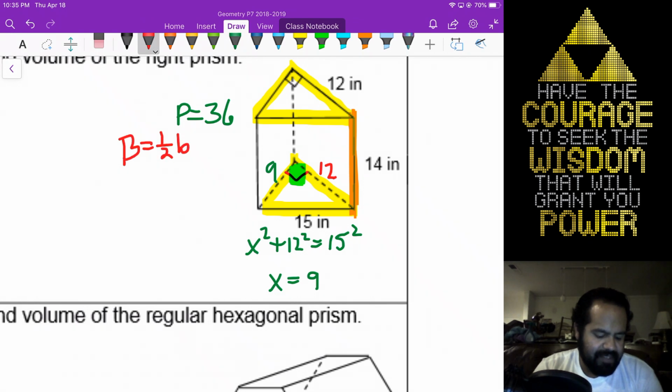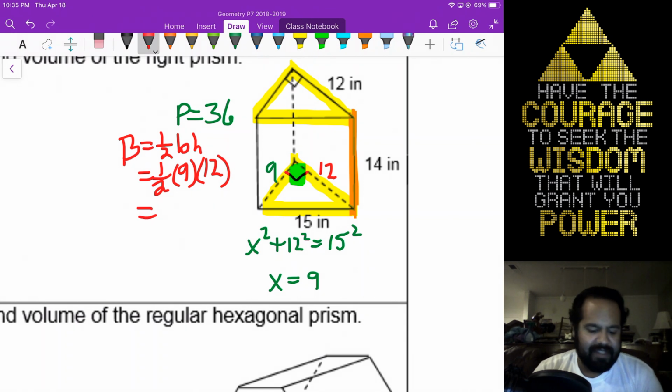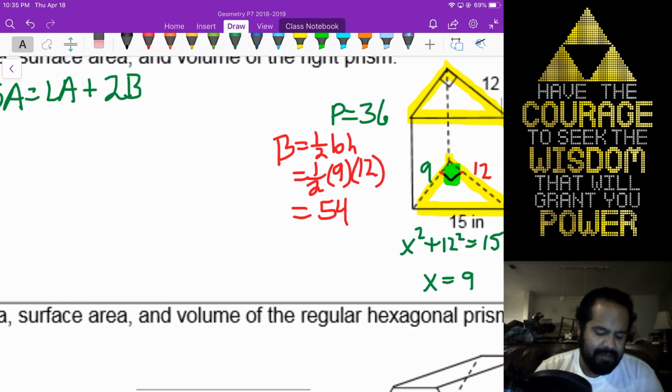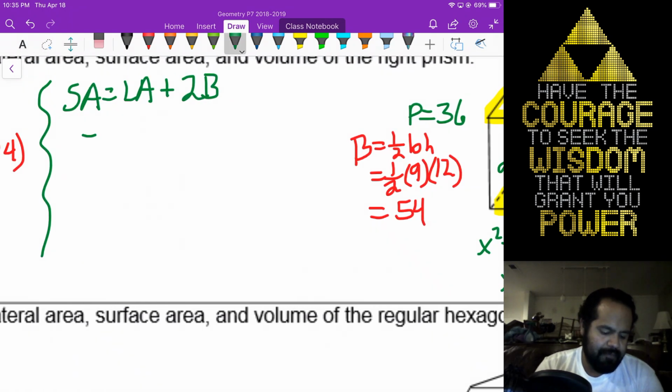So 1/2 base times height, 1/2 of 9 times 12. I can't write. And no one has gotten me the answer for this lateral area, and I'm going to be very mad if I don't get one coming up, because then you guys aren't helping me. 9 times 12 is 108. 108 divided by 2 is 54. All right, so we're going to substitute 54 in for capital B. Thank you, 504.